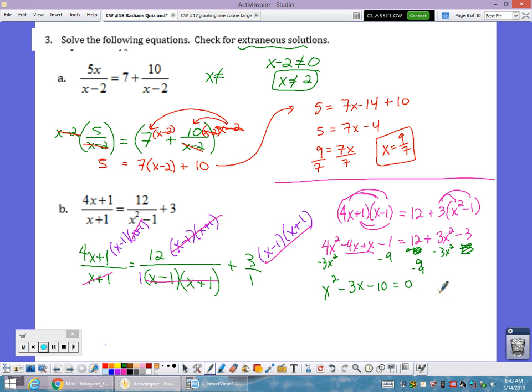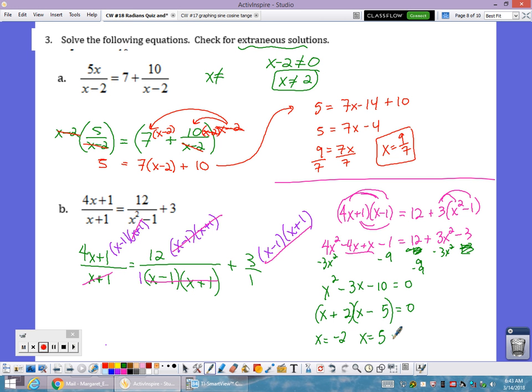Wow, okay, it looks like we can factor this. I see 5 times 2 is 10. 5 and 2. Which one has to be negative to make that true? -5 and a +2 add up to -3 and multiply to a -10. So our solutions are x equals -2 and x equals +5.